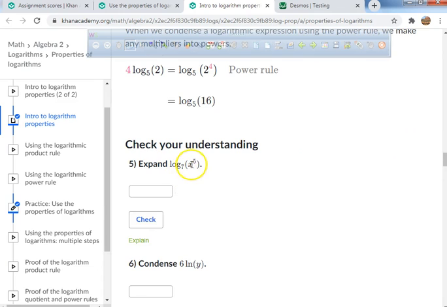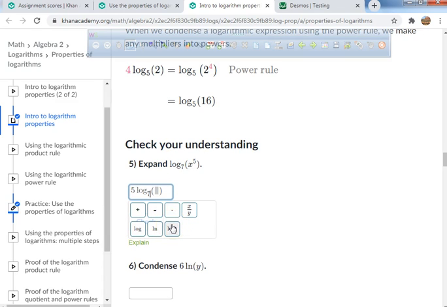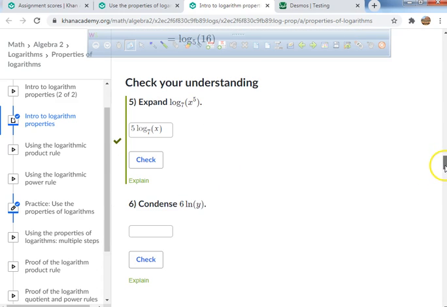So see if we can do this. Ready? So we're going to take this 5 and we're going to move it down in front. Take that 5 and move it down in front. So we'll put 5. And we'll put log base 7. And that's going to be x. So that's all I did. Take that power right there and move it down right there. That's it.